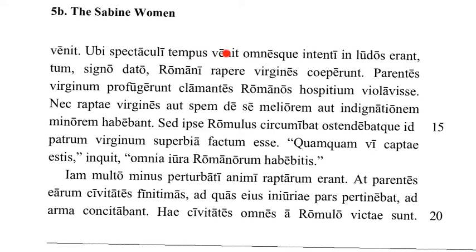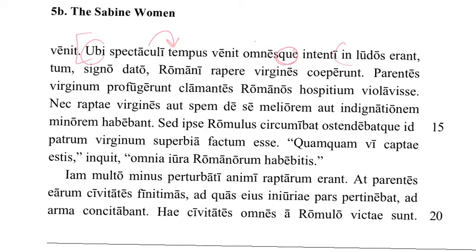Ubi spectaculi tempus venit, omnes quae intenti in ludos erant, tum signo dato, Romani rapere virgines coeperent. Uh-oh, it's getting exciting. Ubi introduces a dependent clause when what? When spectaculi tempus. One of these is a subject, maybe? I wonder which one. Oh, look, venit. Well, that resolves it because venit is singular. So tempus must be the singular subject. Spectaculi, then, is a genitive noun talking about it. So when the time came, and when what else happened? Because we've got the quae here. And omnes intenti, omnes erat intenti.